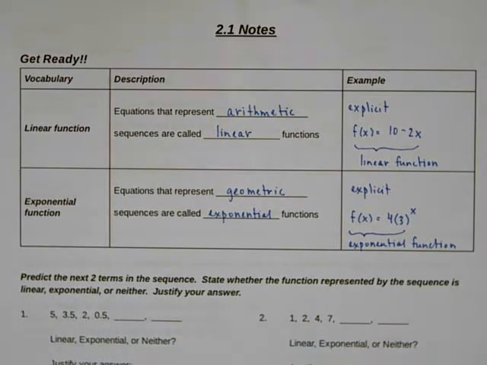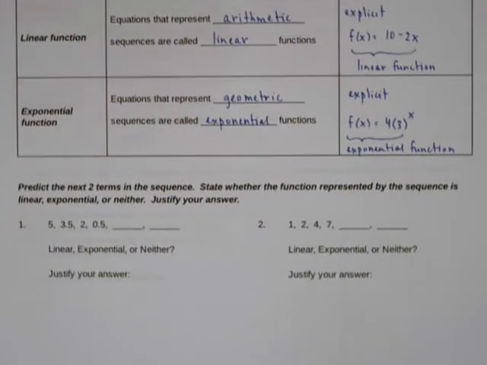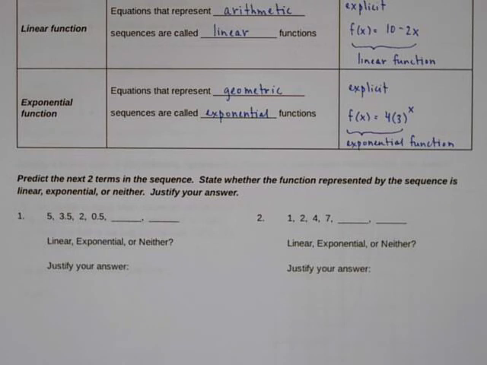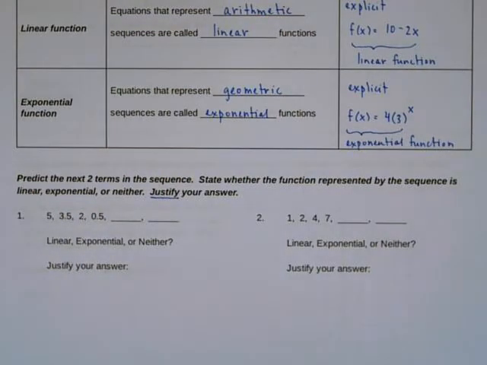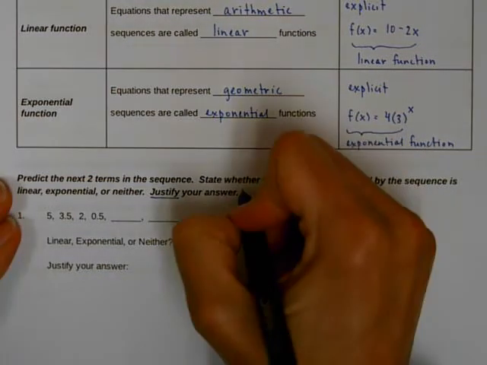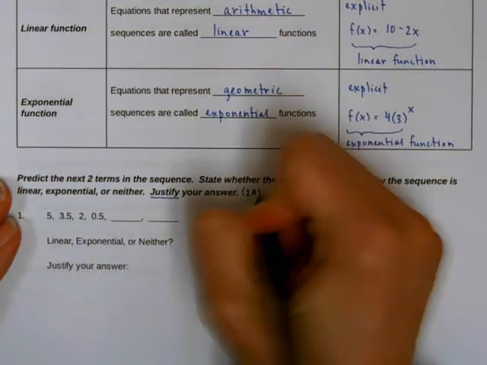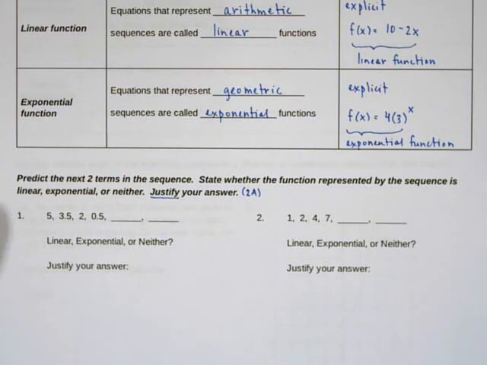Okay, so here's what some problems are going to look like when you get to the Ready, Set, Go. My directions here say to predict the next two terms in the sequence. Then state whether the function represented by the sequence is linear, exponential, or neither, and justify your answer. So again, we have this idea of justifying that we had in Mod 1, and that's still going to be our 2A on the rubric. So I'm just going to make a note here that justify still goes with our 2A.